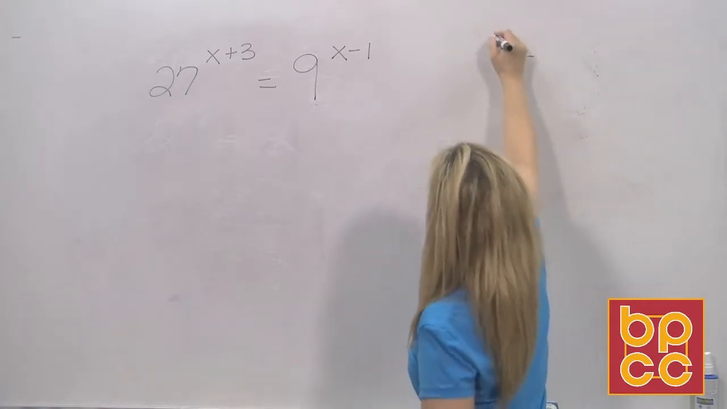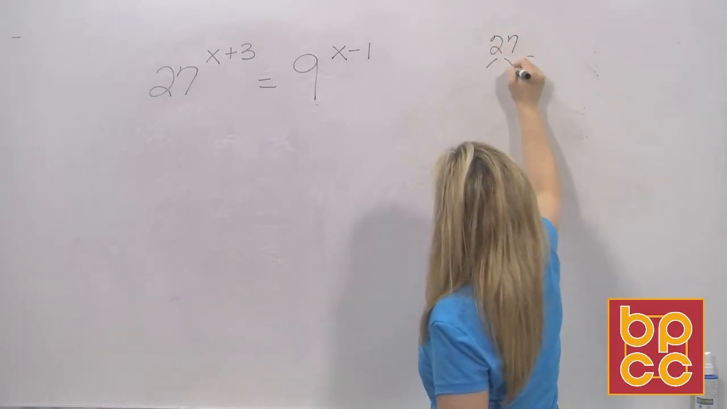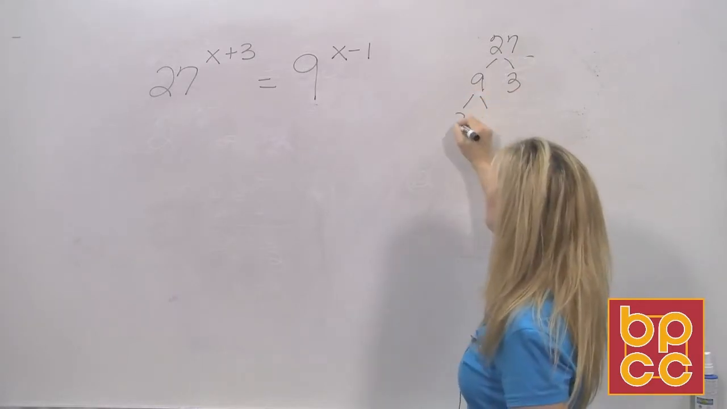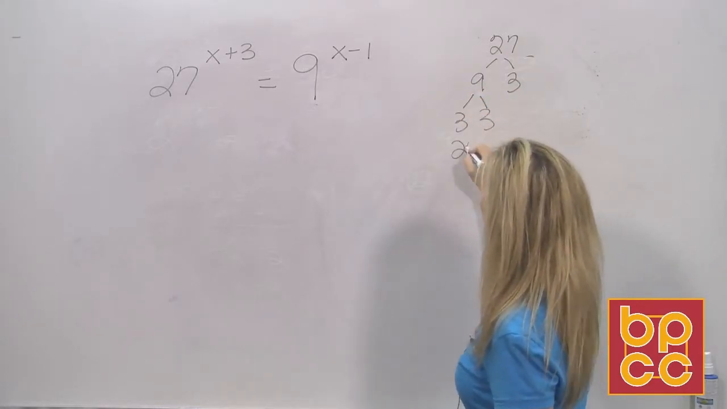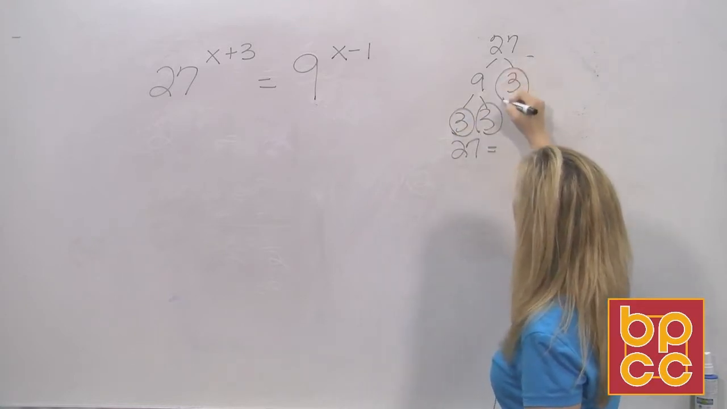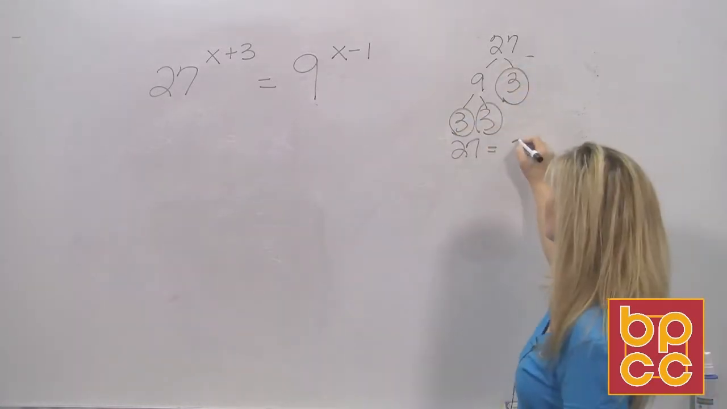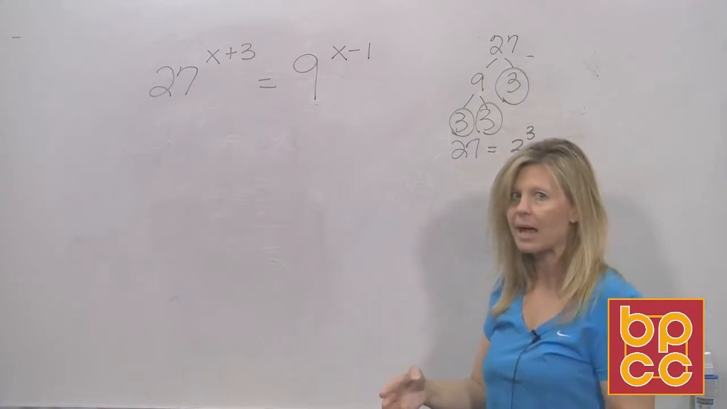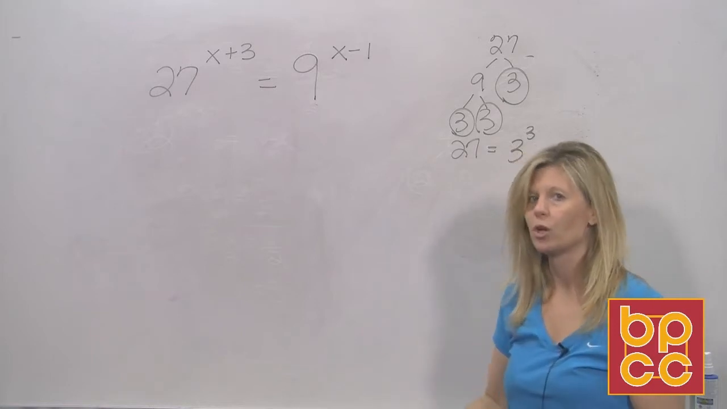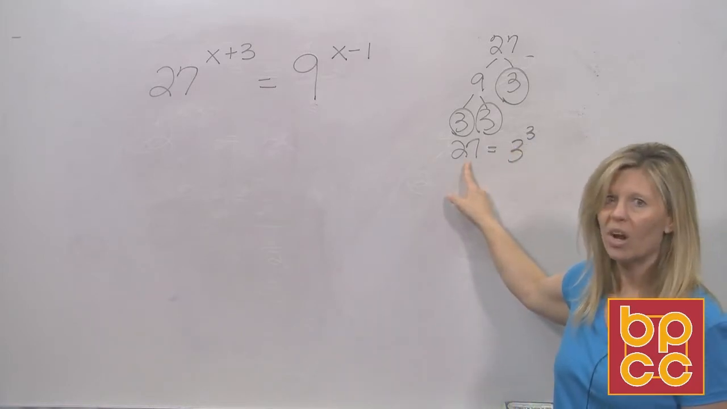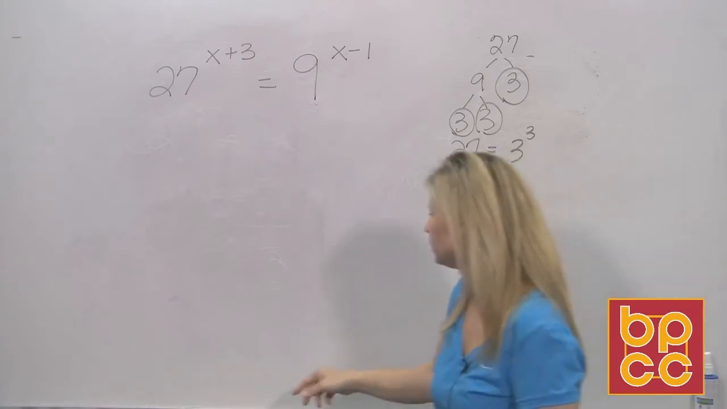So let's go over here and do our little arithmetic. 27 is 9 and 3. 9 is not prime. 9 is 3 and 3. So we could rewrite 27 as 3 times 3 times 3, which is 3 cubed. Now, be very careful. We're about to do substitution. Who are we about to replace? We're about to replace 27. What does it equal? 3 cubed.